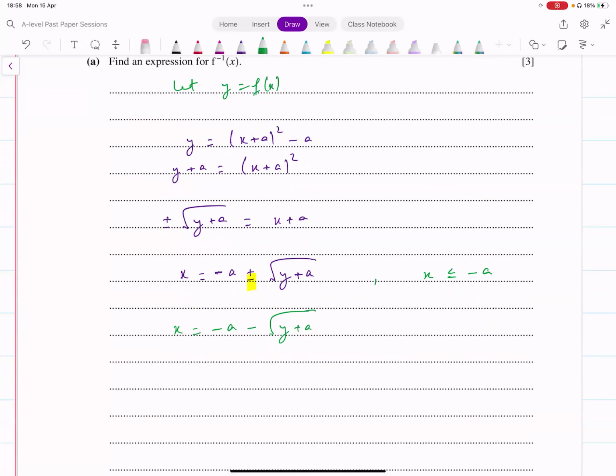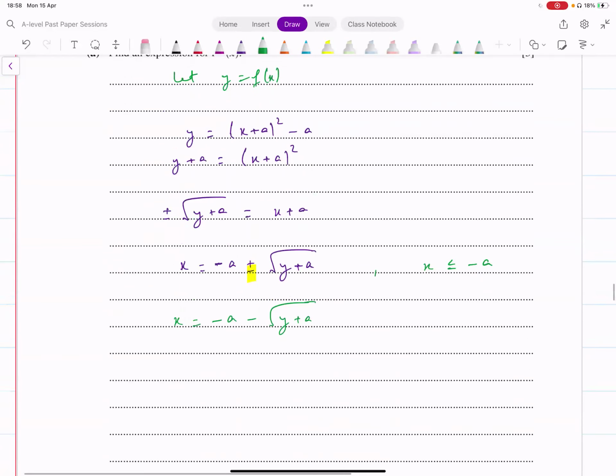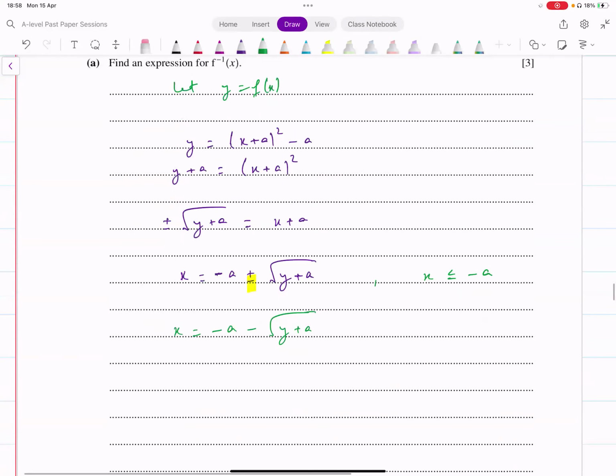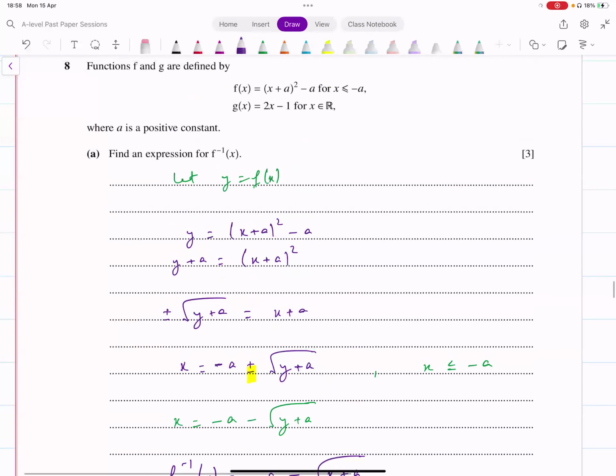That's something that you always have to do in quadratic functions. When finding inverse, you always have to put plus minus when you take square root, but then you have to decide which one of plus or minus you are going to input there. So in this case, you have a minus here. And then you write down the inverse. The inverse function therefore is f inverse of x equals minus a minus square root of x plus a. That is f inverse of x. Is that okay?